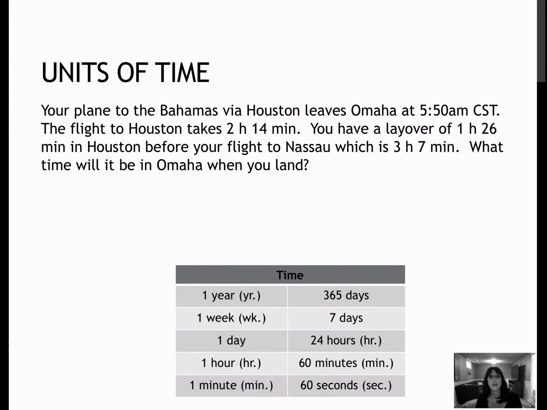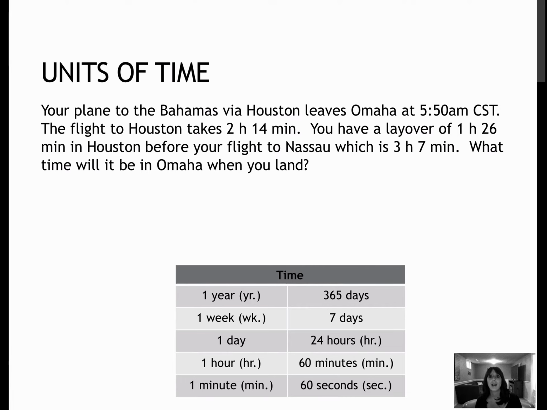Here's another question. Our plane leaves Omaha for the Bahamas via Houston at 5:50 a.m. Central Standard Time. The flight to Houston takes 2 hours, 14 minutes. You have a layover of 1 hour, 26 minutes. And then the last leg of the flight is 3 hours and 7 minutes. What time will it be in Omaha when you land? So there's a lot going on here.